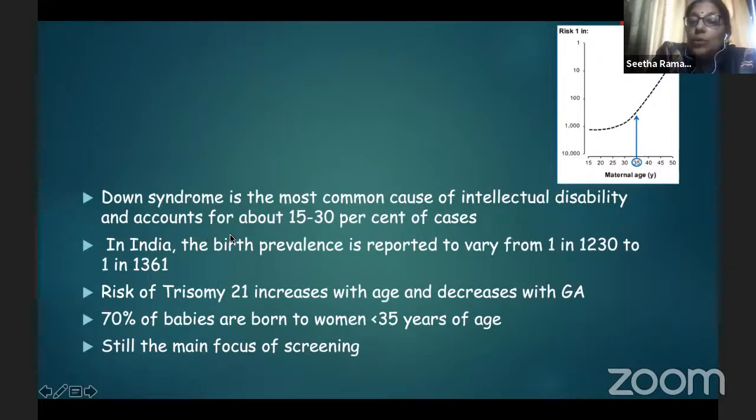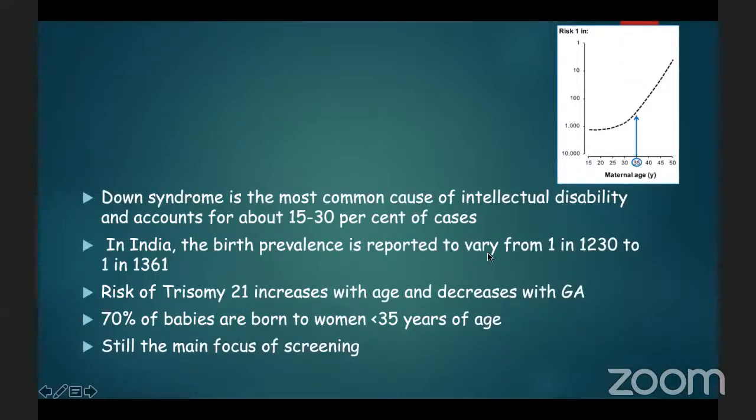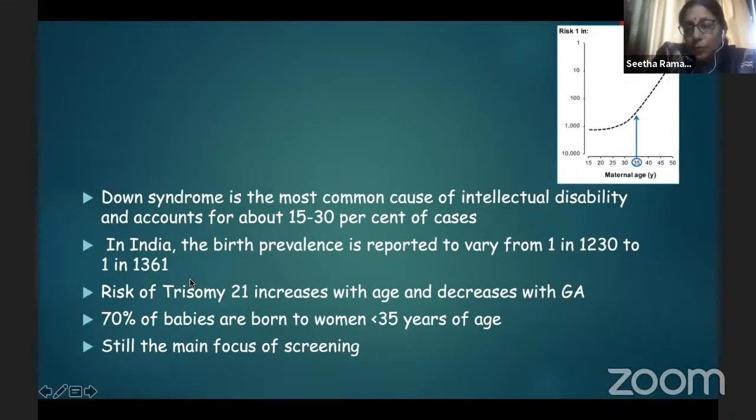Though Down syndrome is also the most common cause of intellectual disability. And in India, the prevalence is reported to be around 1 in 1230 to around 1400. And we should be aware that it increases with age. We know that, but it also decreases with gestational age. And 70% of babies with Down syndrome are born to women who are less than 35 years of age. And that is why universal screening is important.